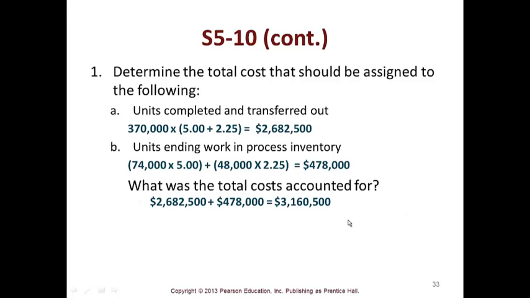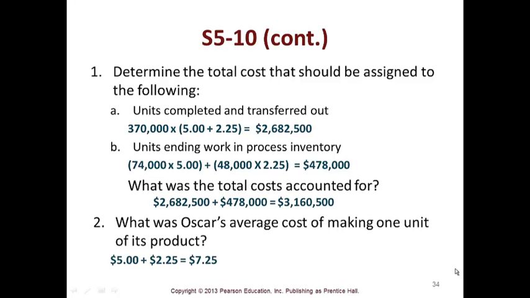So follow these steps. Once again, print this out so you have something to look at when you're doing the assignment. And then what's the average cost is you take the two amounts that were provided, the 5 and the 225, and the average is 725.